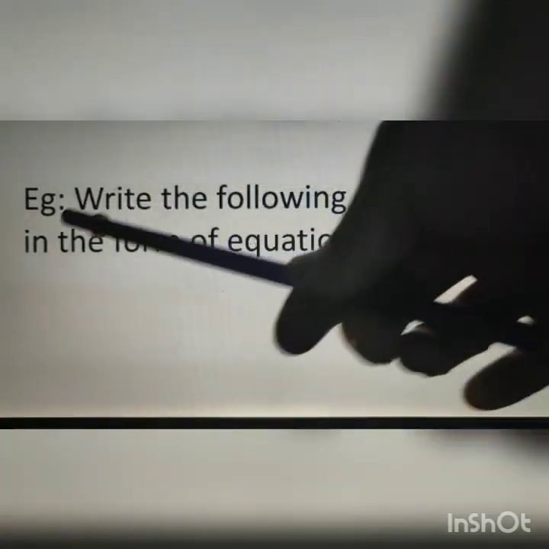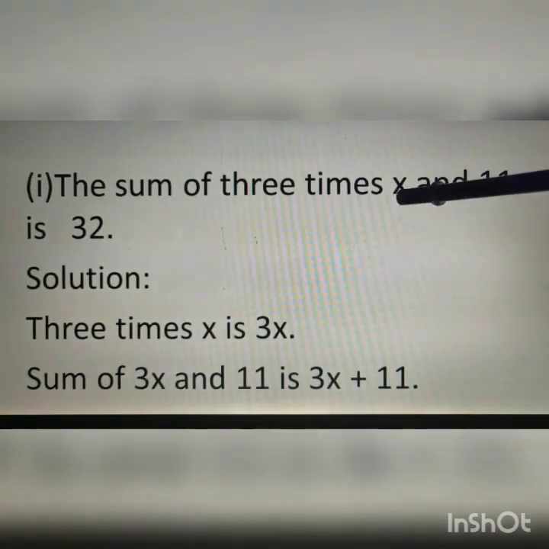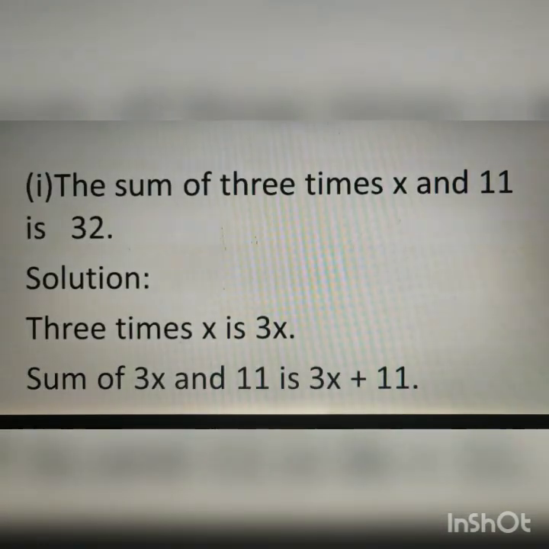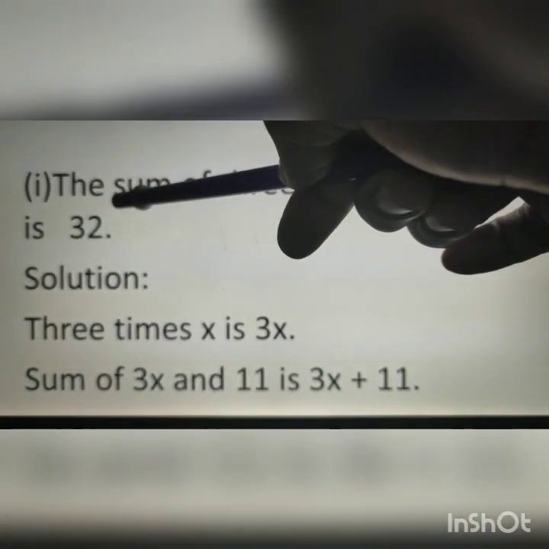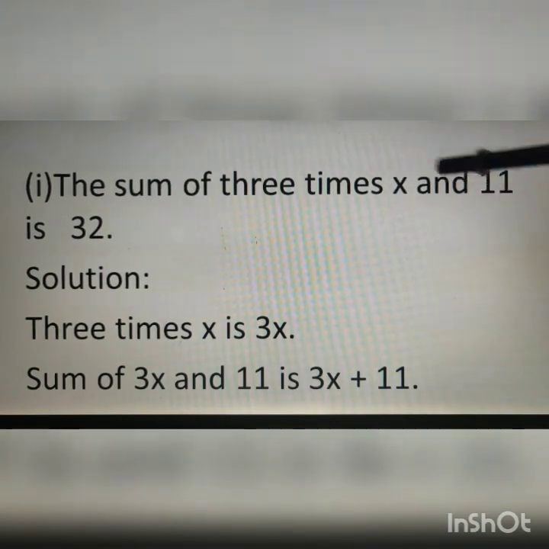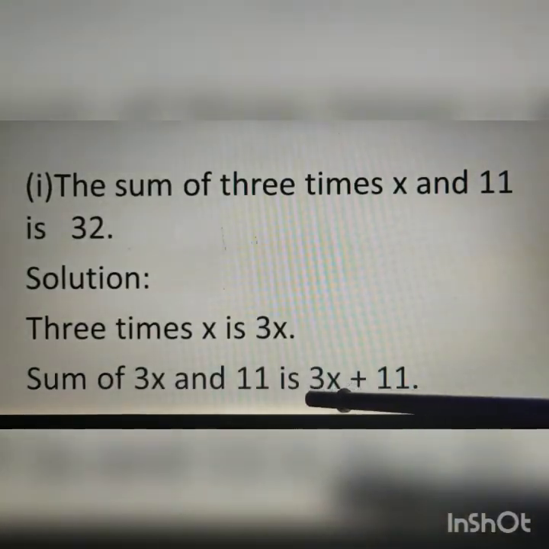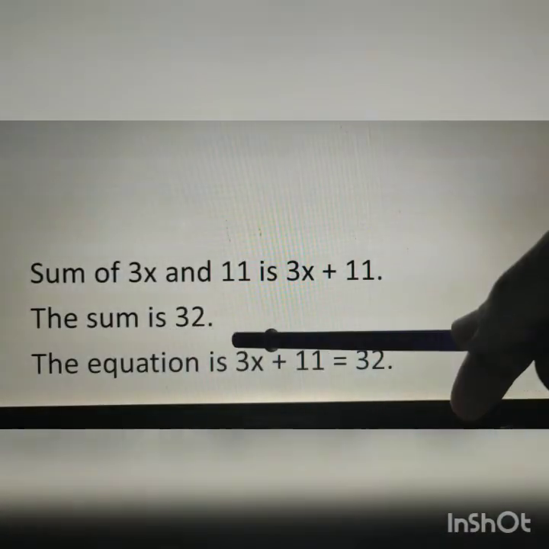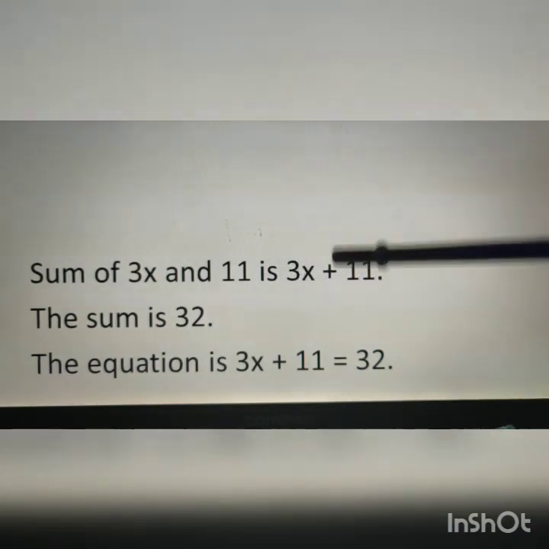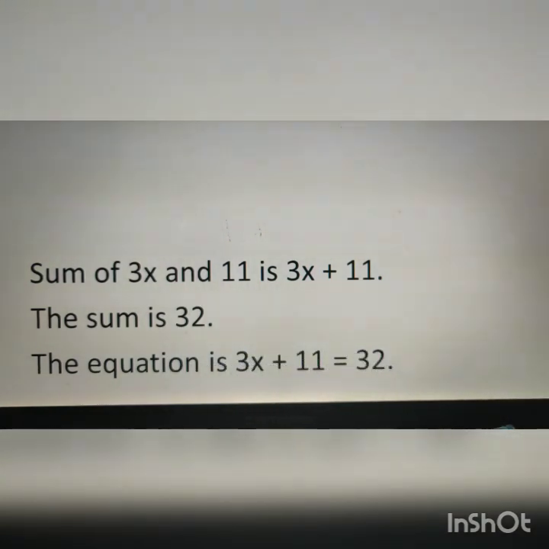Example, write the following statements in the form of equations. Question number 1. The sum of 3 times x and 11 is 32. Solution. It is given the sum of 3 times x. 3 times x we can write 3 into x. And the sum of 3 times x and 11. So the sum of 3x and 11, sum means addition, we can write it as 3x plus 11. And in the question it is given the sum is 32. 3x plus 11 is equal to 32. Therefore the equation is 3x plus 11 is equal to 32.